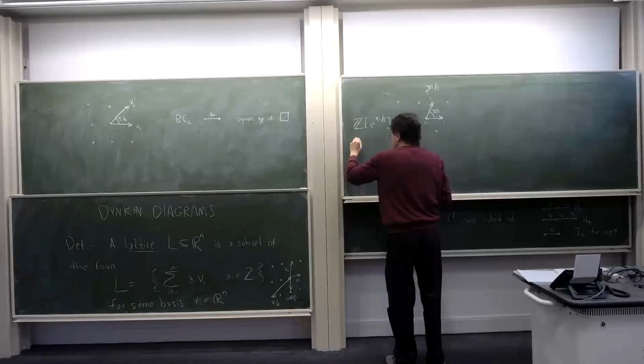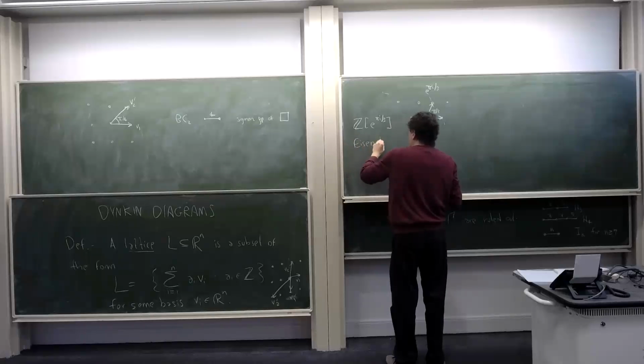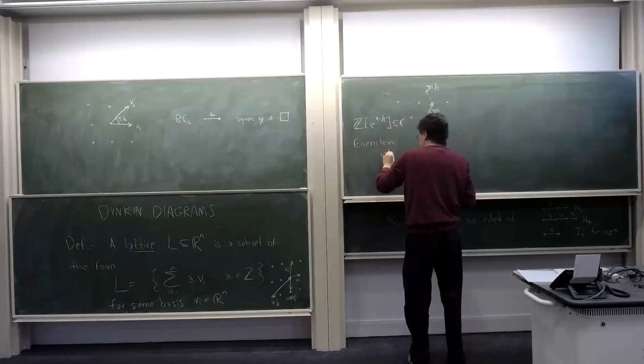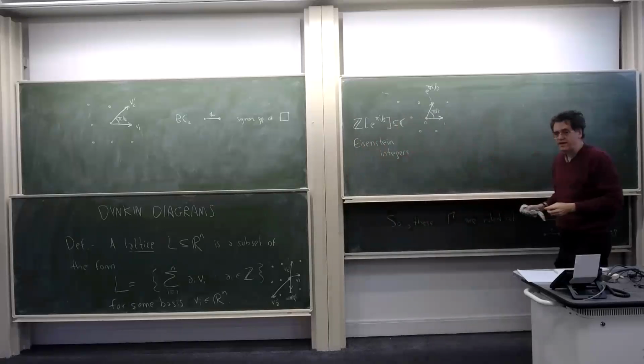And these are called the Eisenstein integers. And it's again a subring of the complex numbers. So it's not just a lattice, it's sort of better than a lattice. And it's extremely important in number theory as well.